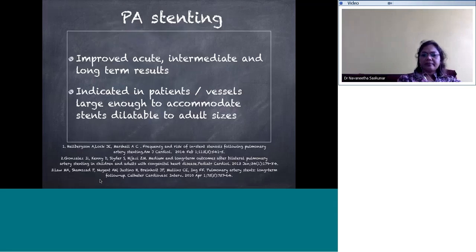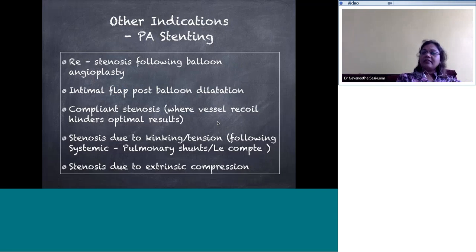the pulmonary arteries. Coming to stenting, as I mentioned, it gives improved acute, intermediate, and long-term results, indicated in patients or vessels large enough to accommodate stents dilatable to adult sizes. Other indications: restenosis following balloon angioplasty, intimal flap following balloon dilatation, compliant stenosis, that is the variety where the vessel recoil hinders optimal results. So it dilates, but then as you remove the balloon, it recoils back. And then another entity is stenosis due to kinking or tension.